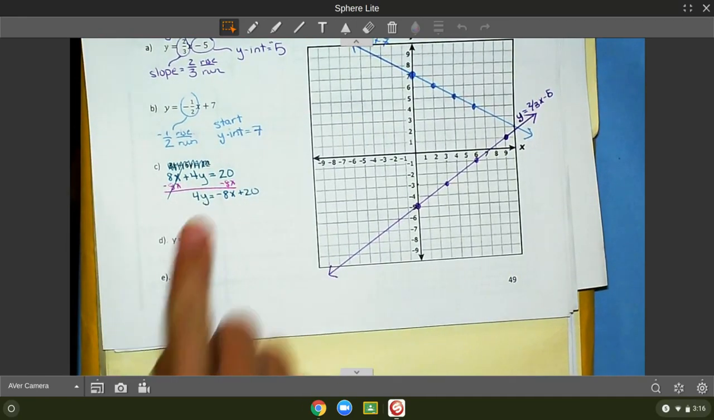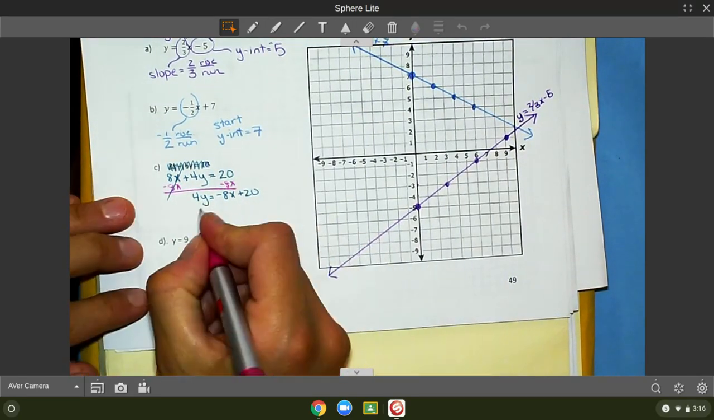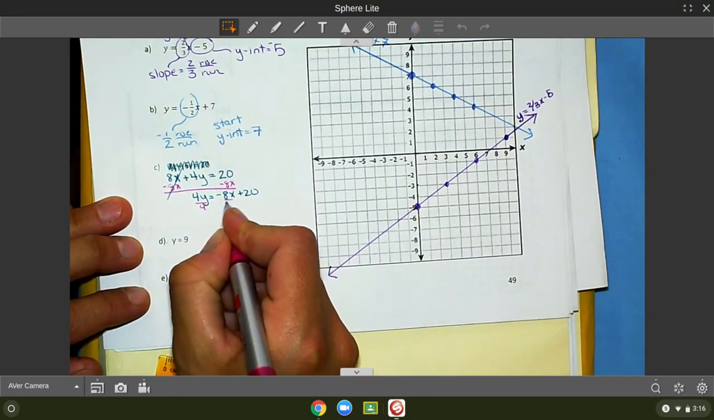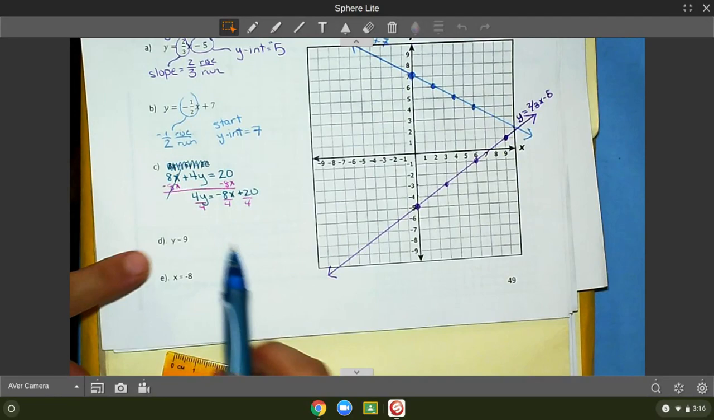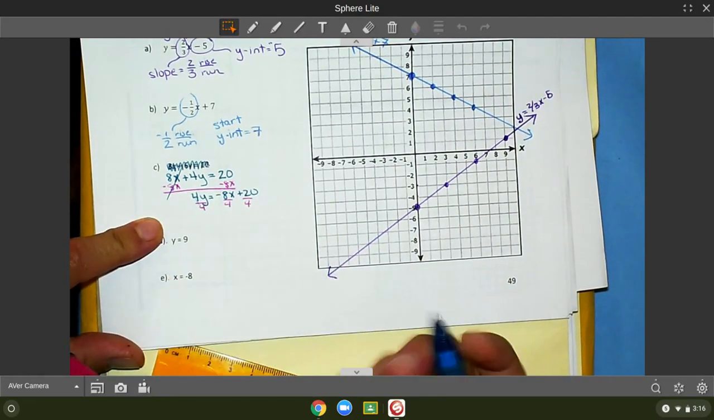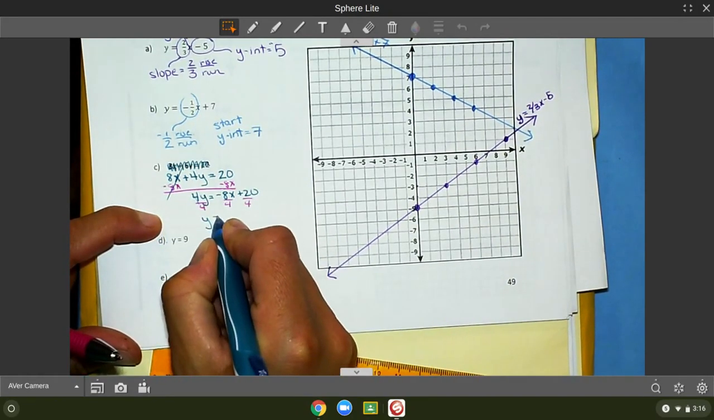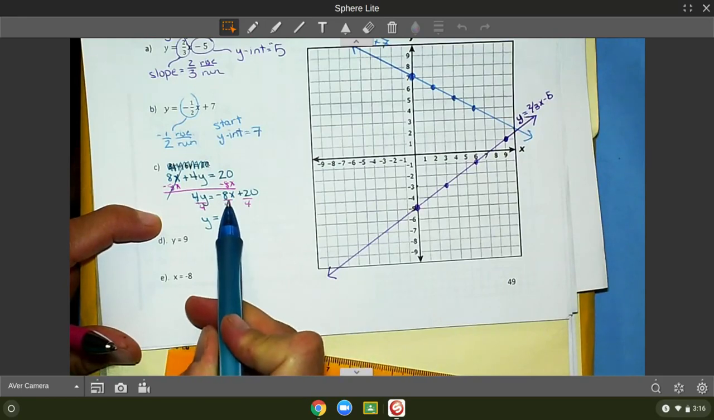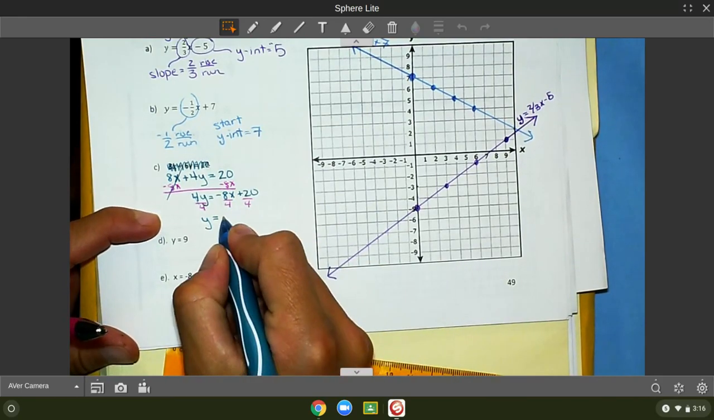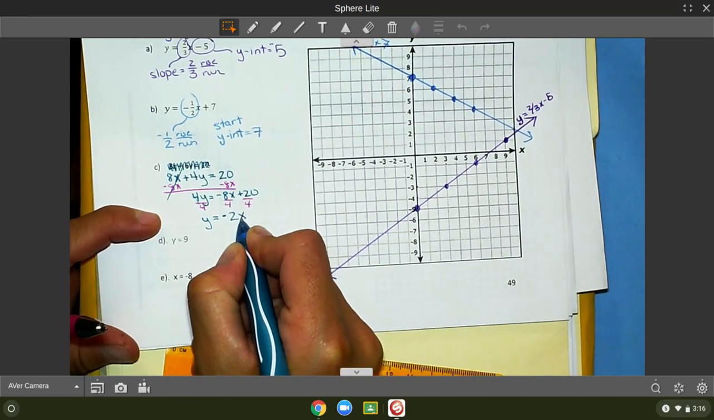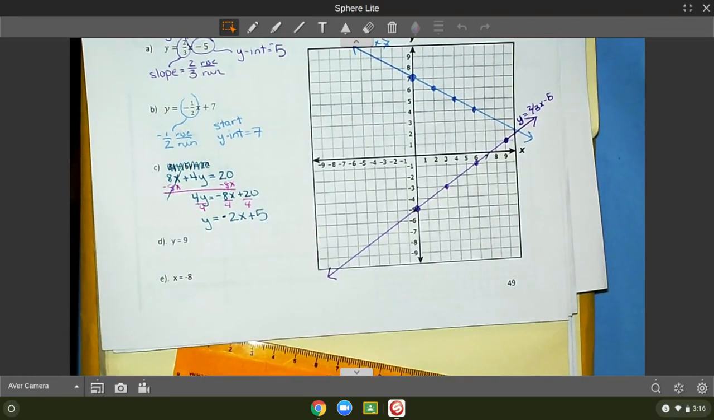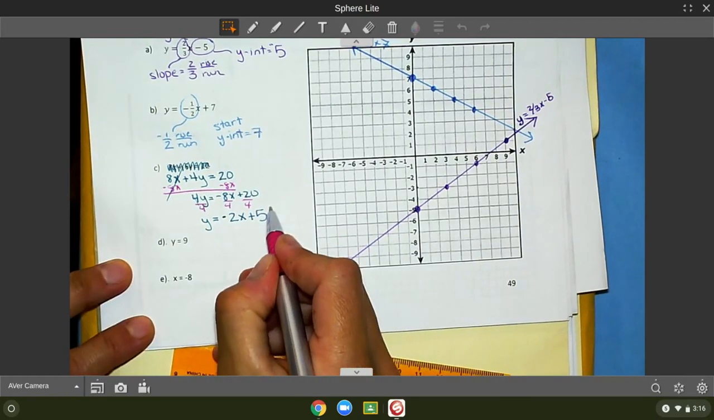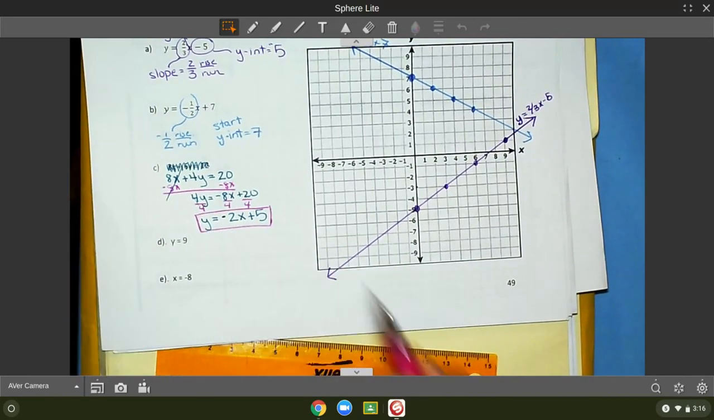Now we need to get that y by itself, and there's a 4 in front. So now we're going to divide everything by 4. I like to write them out individually so I don't forget. All right, the 4's here are going to cancel, so we get y is equal to, now -8 divided by 4 is -2x, and then 20 divided by 4 is 5. All right, so here's the equation that we want to graph.